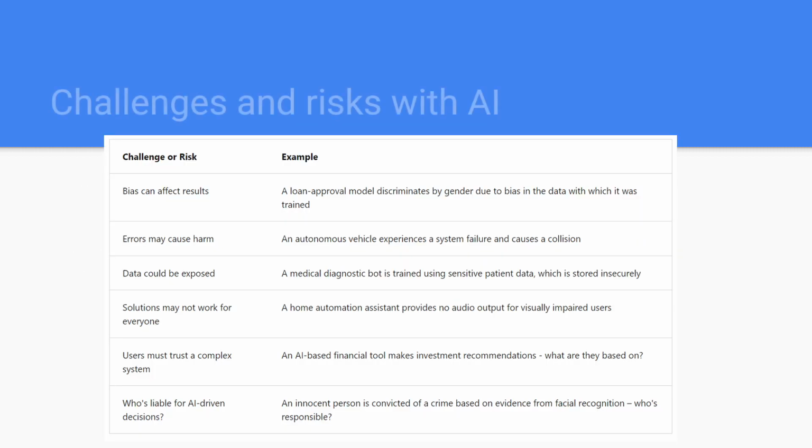Now let's have a look at it. So here you can see that bias can affect results. For example, a loan approval model discriminates by gender due to bias in the data with which it was trained.